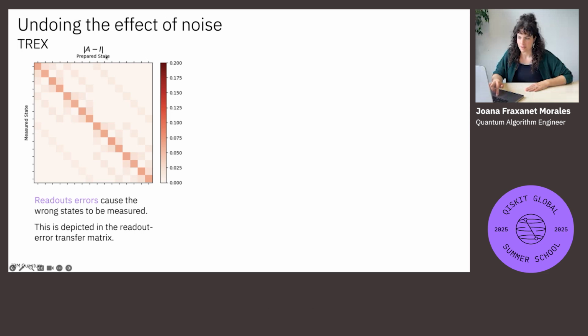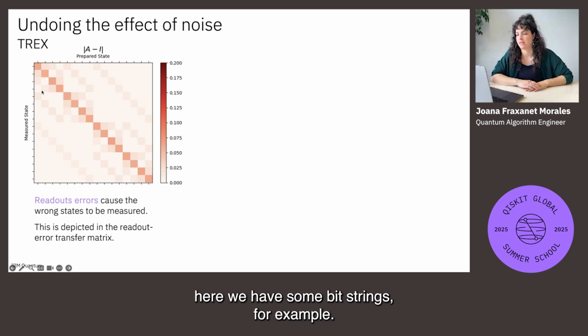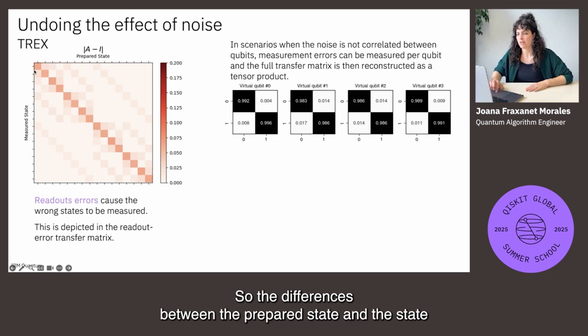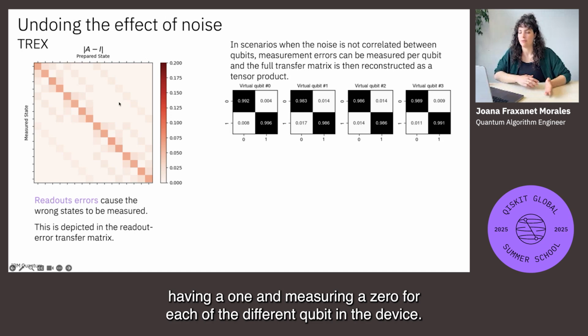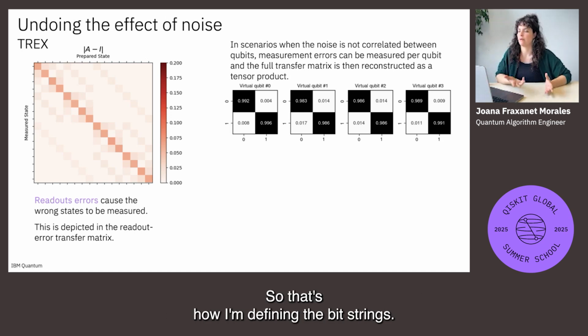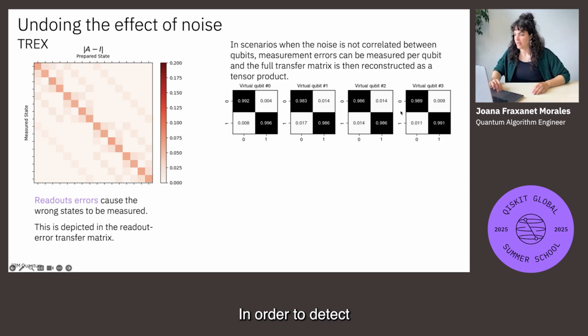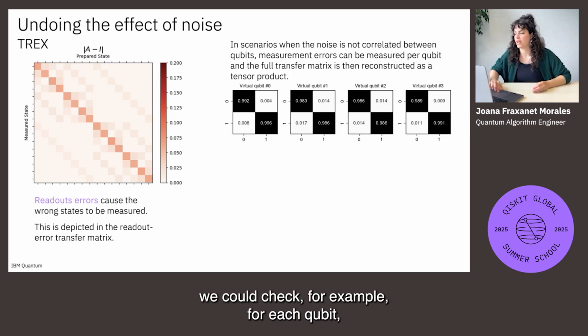Imagine that in the axis here, we have some bit strings, for example. So the difference is between the prepared state and the state we would like to measure. It could be having a 1 and measuring a 0 for each of the different qubits in the device. So that's how I'm defining the bit strings.